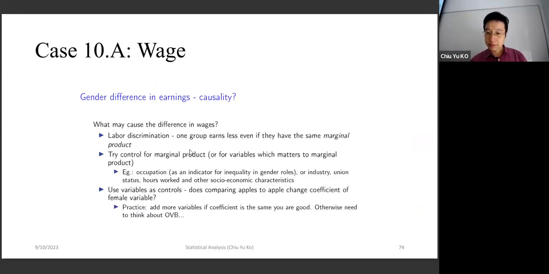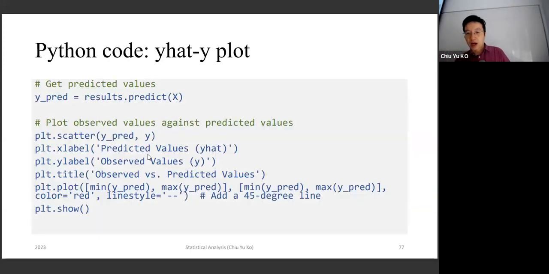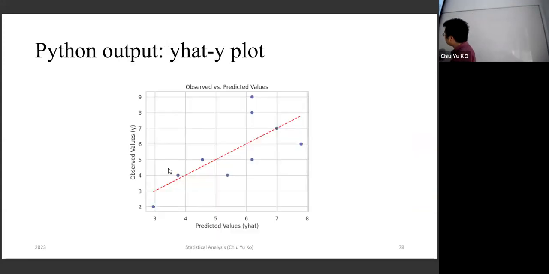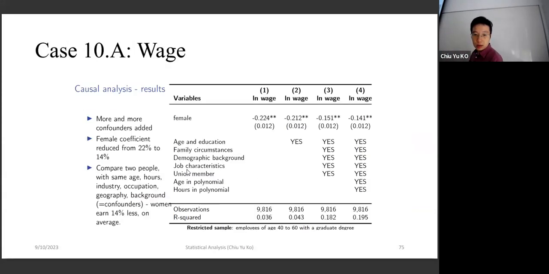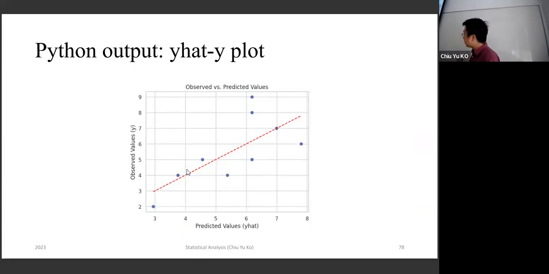I guess I end here somehow, right? Last time, probably I didn't talk about this y hat y plot. This y hat y plot is indeed one of the very useful things for looking at how good your fit is. Did I explain why? I didn't. So the y hat y plot is the following.